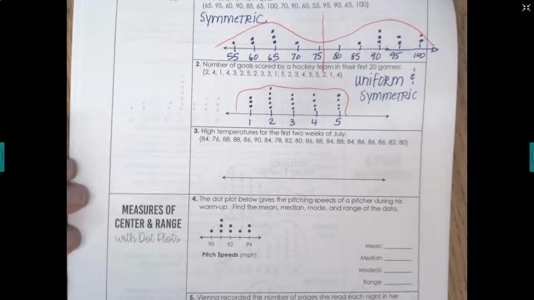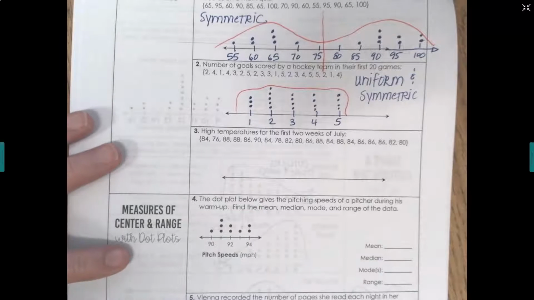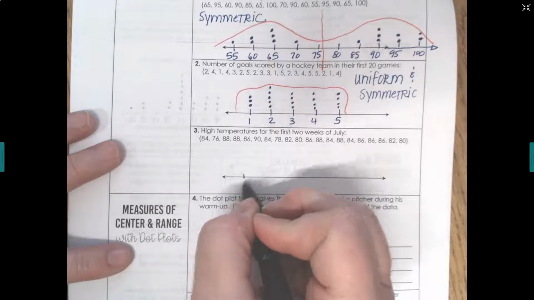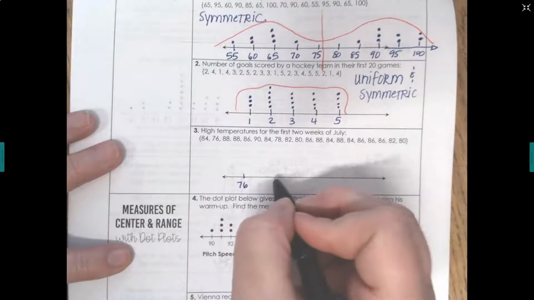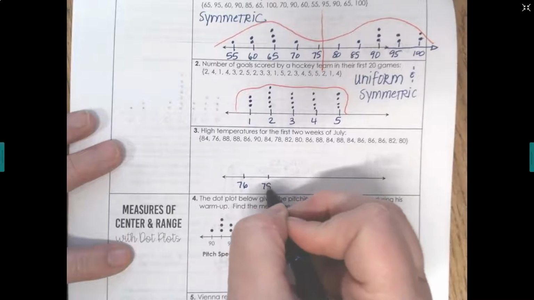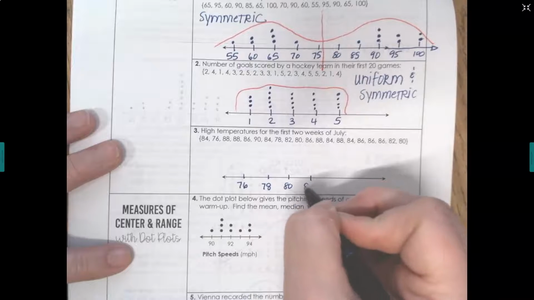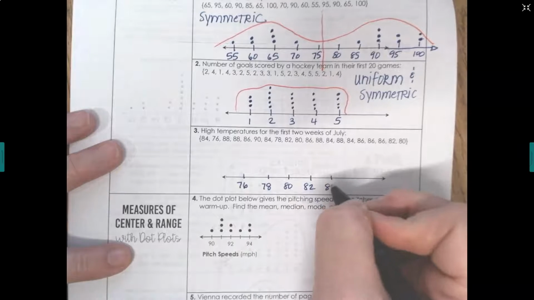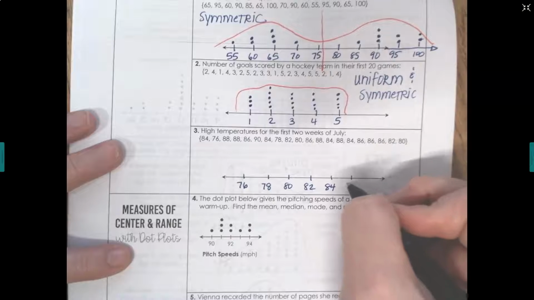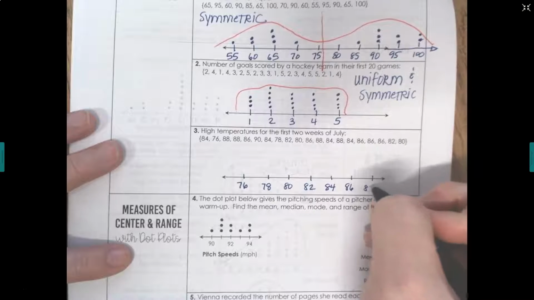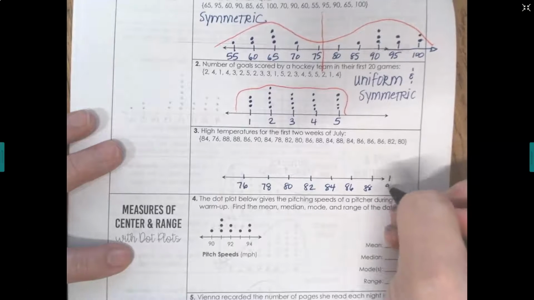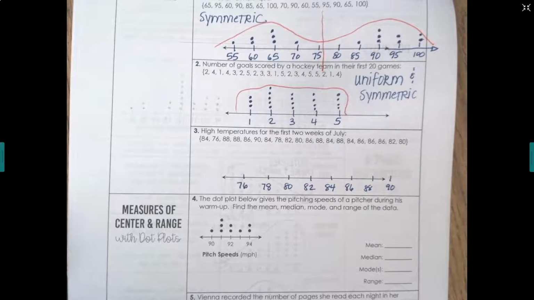Okay. Go ahead and try the last one. You can count by ones. I'll help you get your scale going. So we have 76, I counted by twos, 78, 80, 82, 84, 86, 88, and 90. So go ahead and pause the video, put all your dots on there, and go ahead and try and determine the shape also.